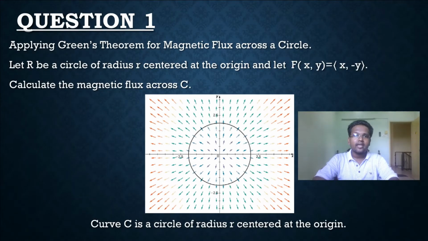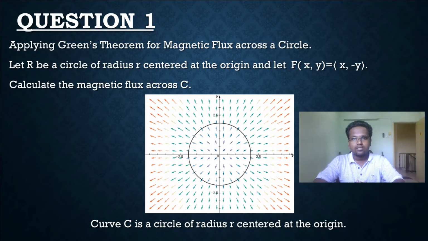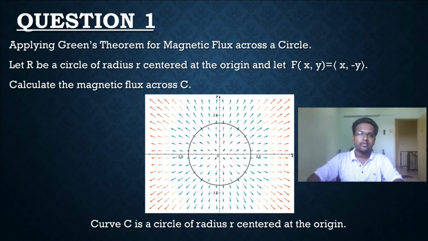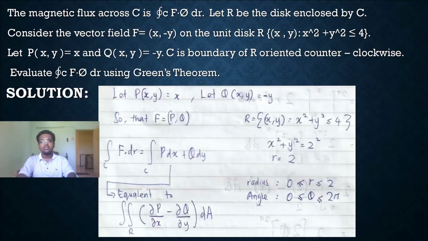Hi, for my part I'm going to explain question 1 and its solution. So let's begin. Applying Green's theorem for magnetic flux across a circle. Let R be a circle of radius r, centered at the origin, and let F equal the coordinates (x, negative y). Calculate the magnetic flux across C. The figure below shows a curve C, a circle centered at the origin. The magnetic flux across C is the integration of F dot dr. Let R be the disk enclosed by C.